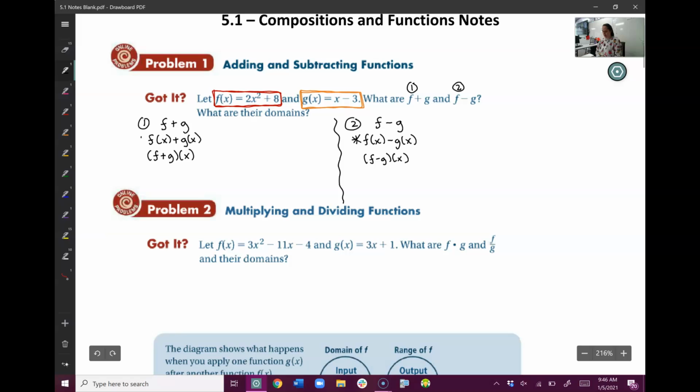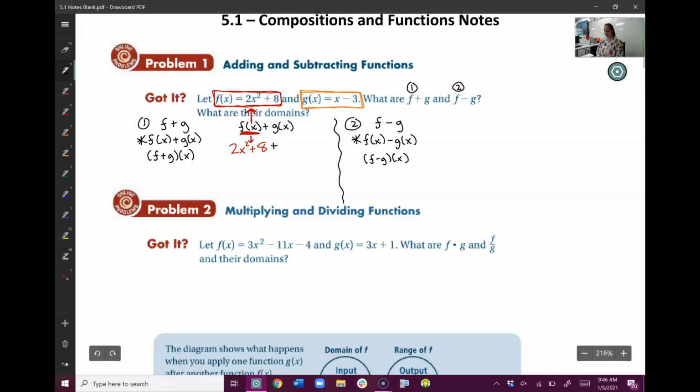This one is my personal favorite. And here's why. So let's write this down. If I write it like this, at this point it's basically just substitution. So this is f of x. So I'm going to substitute what f of x is. So f of x equals 2x squared plus 8. So instead of writing f of x, I'm going to write 2x squared plus 8. Because that's what f of x is equal to.